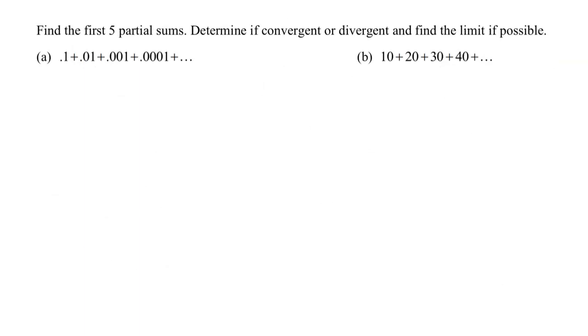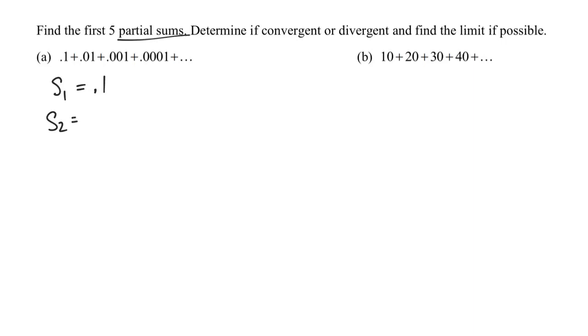Okay, so before we get to our main entree of determining if a geometric series converges or diverges, let's first talk about how to find partial sums. And so the partial sums are just basically what they say. They are partial sums of the series, meaning you're only adding up the first however many terms. And so the first 5 partial sums, the very first one for this first example would just be the first term only. And so that's going to be 0.1.